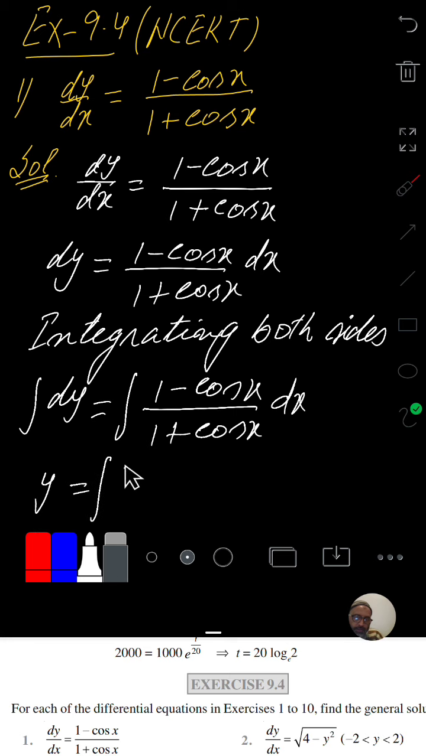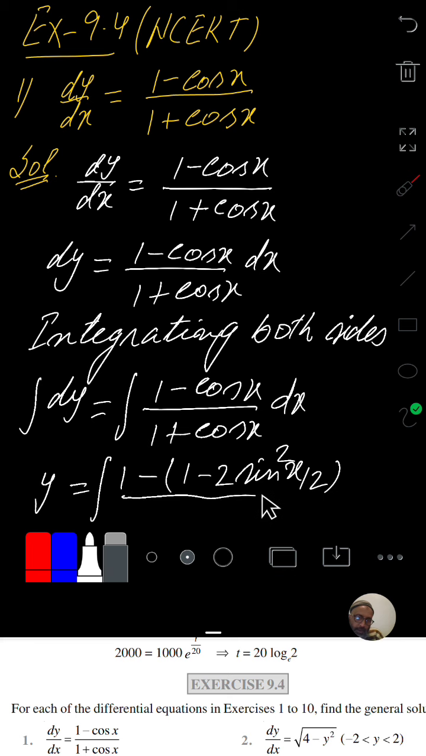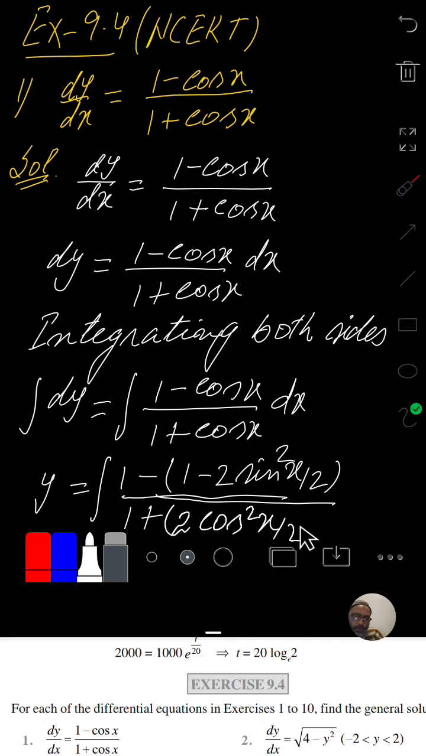1 minus cos x may be written as 1 minus 2 sine square x upon 2 divided by 1 plus, and here in the denominator cos x may be written as 2 cos square x upon 2 minus 1, because cos 2 theta is equal to 1 minus 2 sine square theta, and cos 2 theta is also equal to 2 cos square theta minus 1.